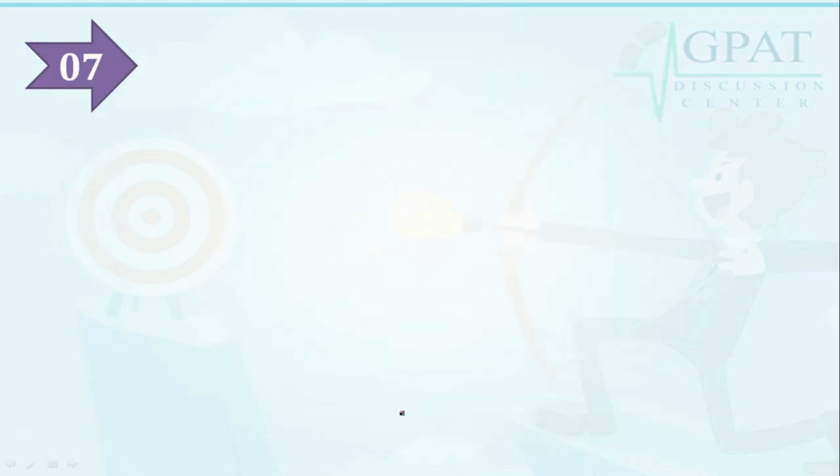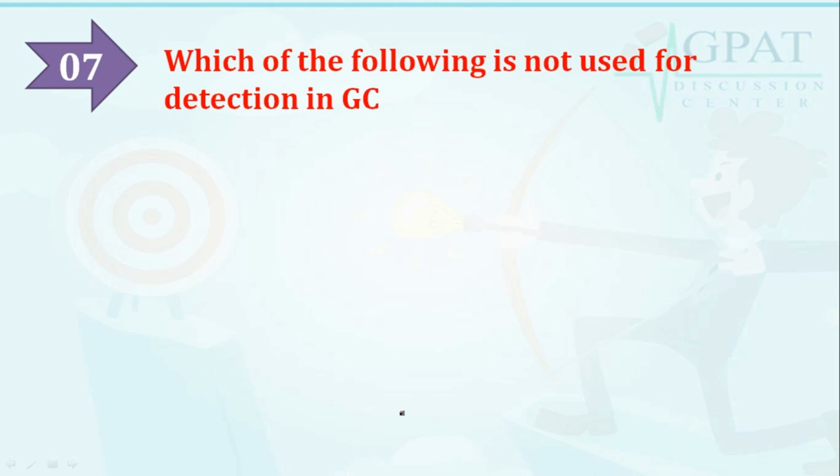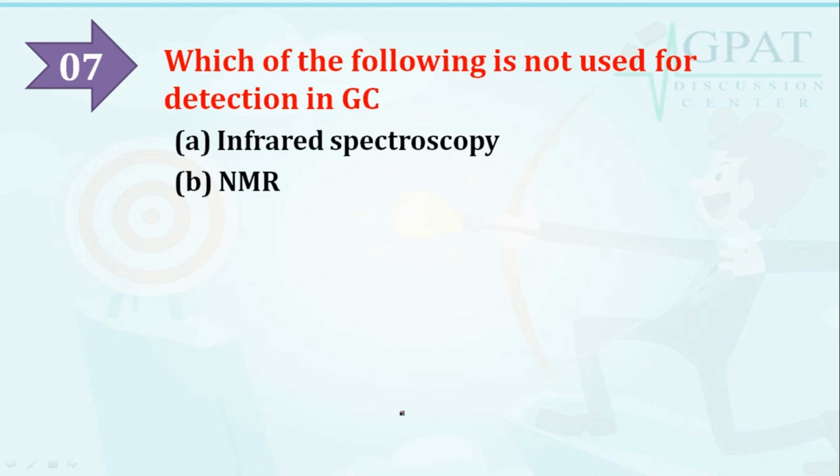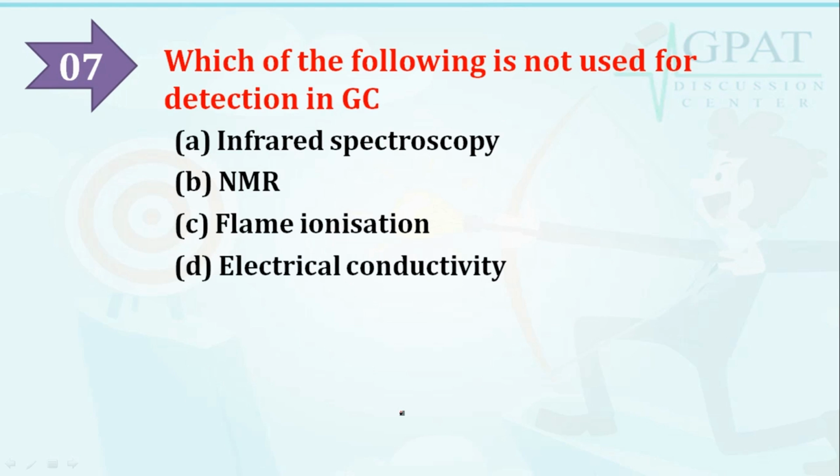Next question, question number 7. Which of the following is not used for detection in gas chromatography, GC? Options are infrared spectroscopy, NMR, flame ionization, electrical conductivity, and the right option is NMR.